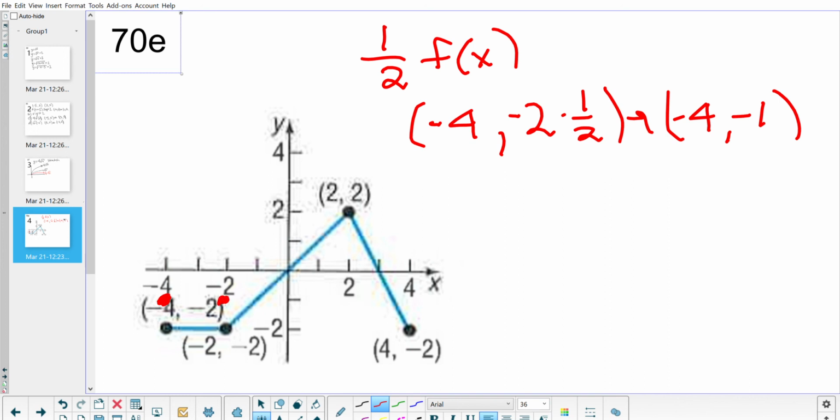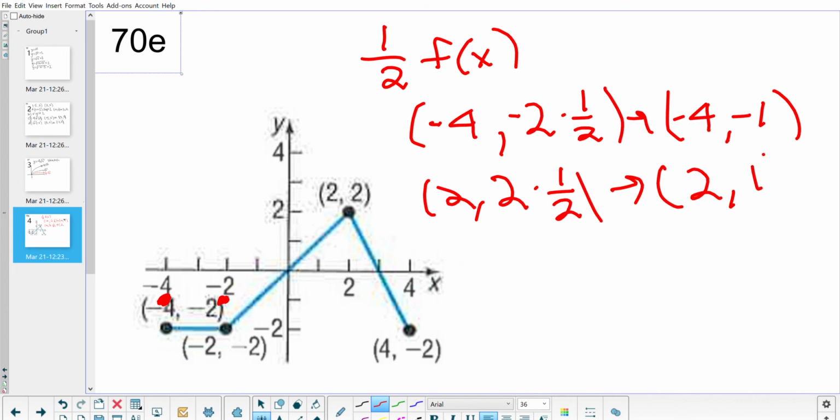Let's do this one right here. So 2, 2 times 1/2 would be 2, 1. So this point, and last one, we've already played with -2. -2 would become -1. So it would look like that.